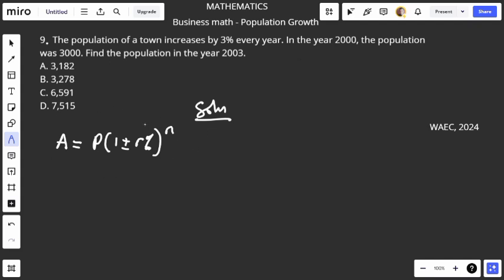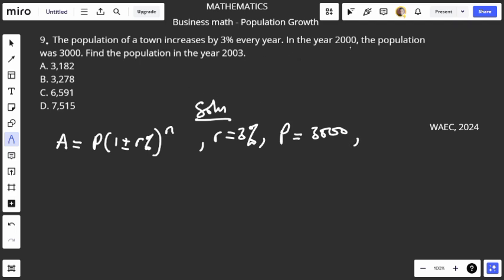If you use this formula, it will not waste your time in getting the answer to this question. There are 2 ways to do this question. The first way is using this formula. So now let's filter out our parameters. The population of a town increases by 3%, that means our rate R is 3%. In the year 2000, that's the starting year, the population was 3,000. That's our principal or initial population, 3,000.